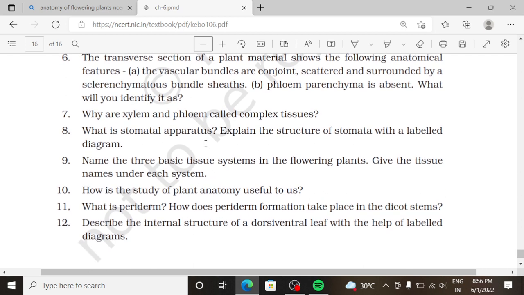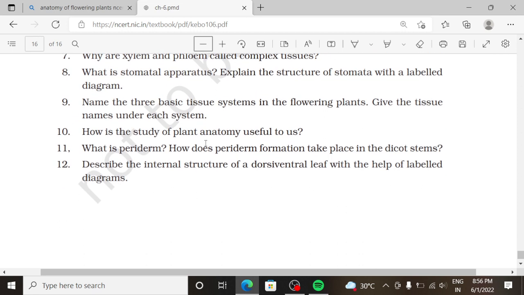Seventh is why are xylem and phloem called complex tissues? Eighth is what is stomatal apparatus? Explain the structure of stomata with a labeled diagram. Ninth is name the three basic tissue systems in the flowering plants. Give the tissue names under each system. Tenth is how is study of plant anatomy useful to us, and eleventh is what is periderm and how does periderm formation take place in the dicot stems.